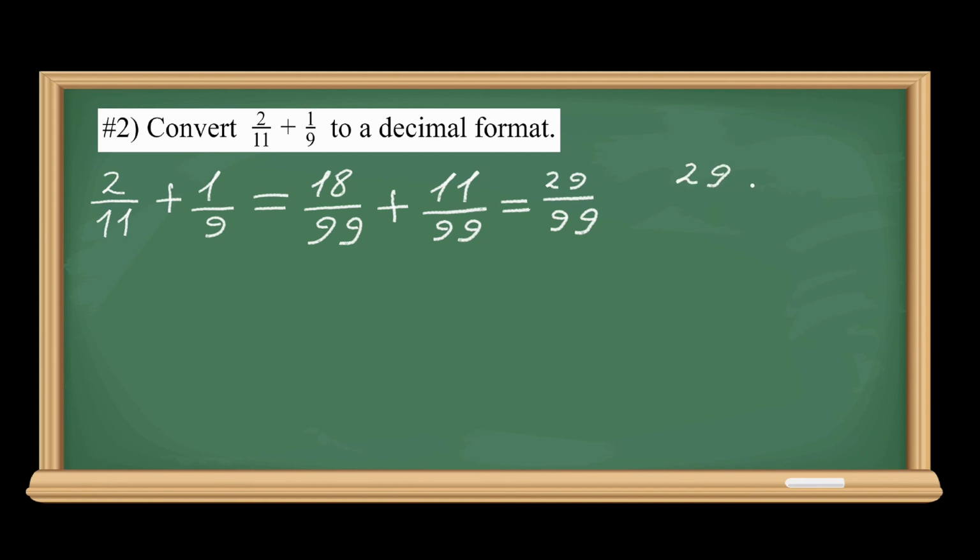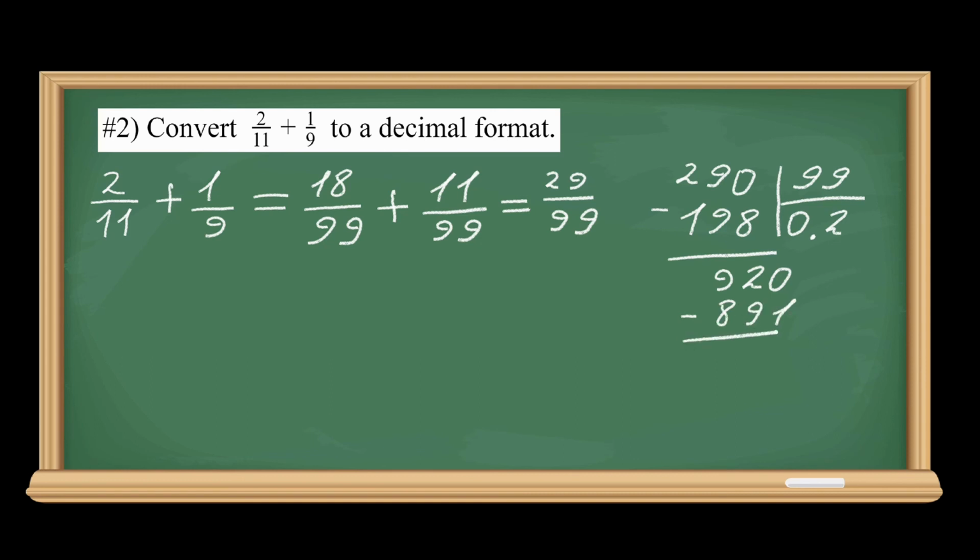So now we can do long division. So first we write the division angle, and we write 29 over 99. So since 29 is not divisible by 99, we write 0 to our answer. Now we can add a 0 to 29 and make it 290, and subtract 198 from 290, and our difference will be 92. And we can write 2 to our answer, and we subtract 891 from 920, and our answer will be 29. And we can write 9 to our answer.